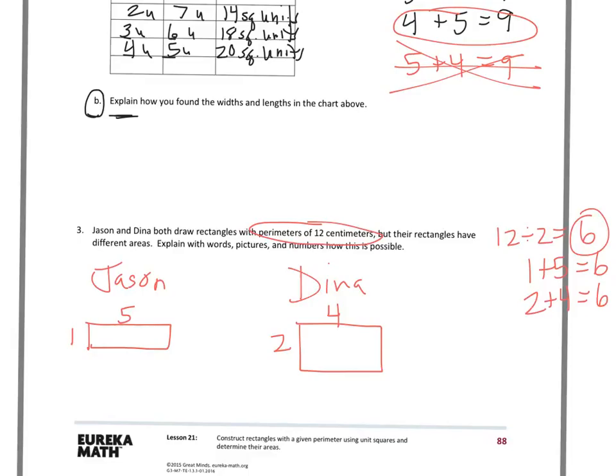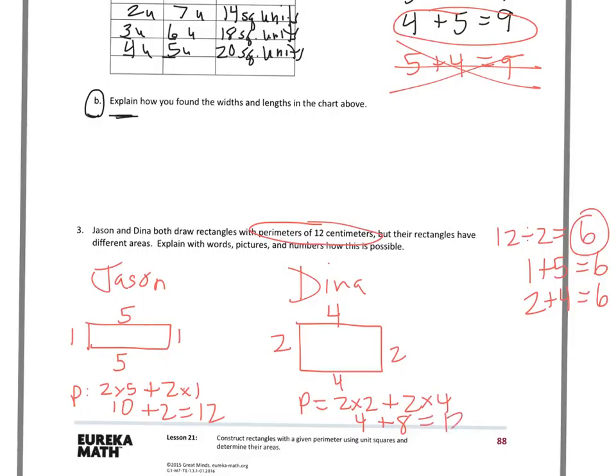And what I'll do now is I'll show that these perimeters are 12, and then we'll look at the areas. So if I do 2 times 5 plus 2 times 1, I'll get 10 plus 2, which is 12. And then for Dina's, I have 2 times 2 plus 2 times 4, because I have 2 groups of 2's and 2 groups of 4's. And 4 plus 8 is 12. So they both check out for perimeter.